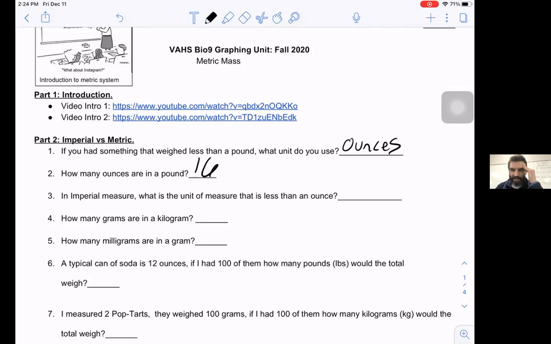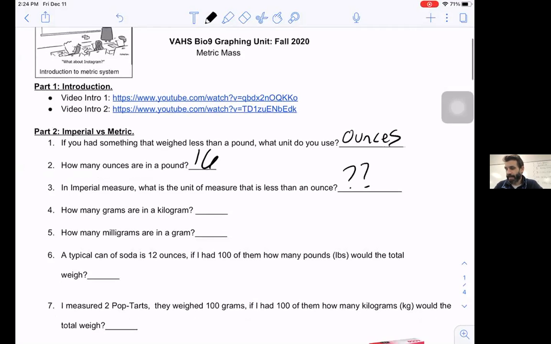What is the unit of measure that is less than an ounce? So if you're weighing something that's less than an ounce, I don't know. I'm not sure. Do you just use fractions or decimals of ounces? I don't really know. So there's a lot of things that are less than an ounce, right? There's, like a paperclip is less than an ounce. If you wanted to weigh a paperclip, I don't know what I would use, right? So let's compare that a little bit here.